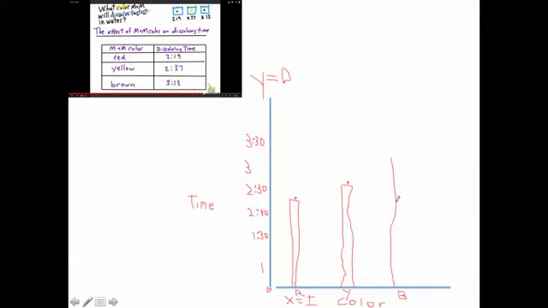So we can do another bar graph. Okay, and then we'll put a dot right about where it would be. Okay, so our bar graph shows, and it's very easy to look at this and say, okay, brown took the longest, red took the least amount of time.